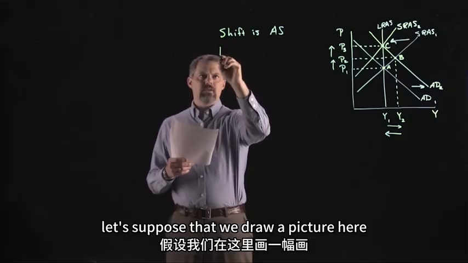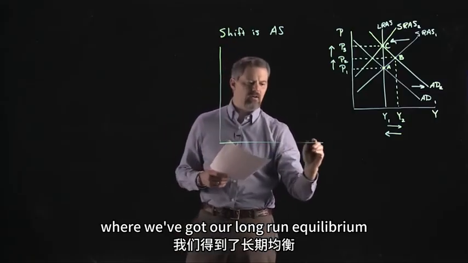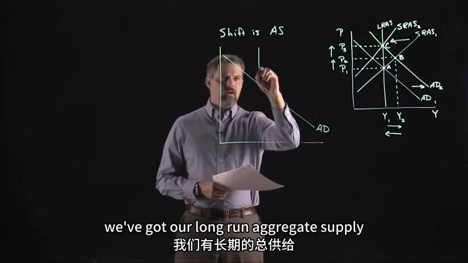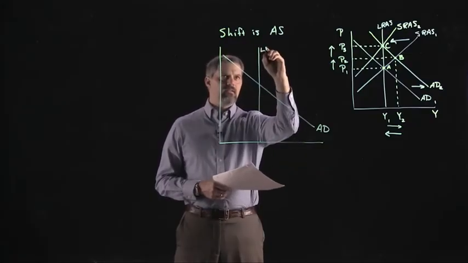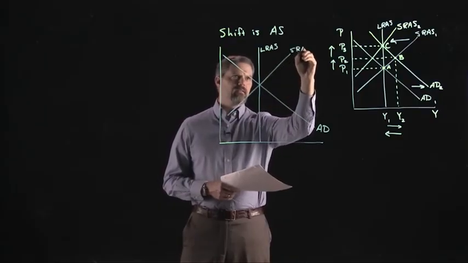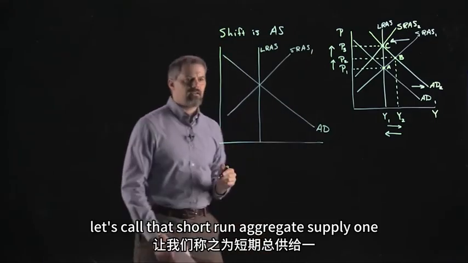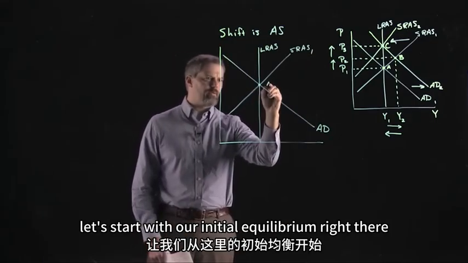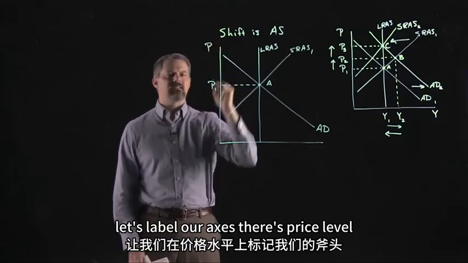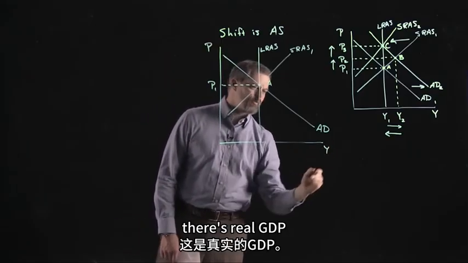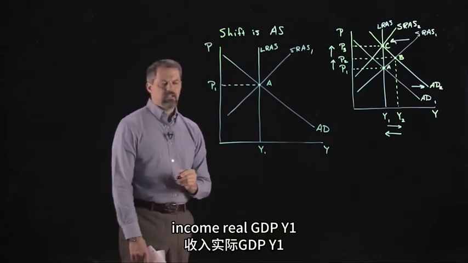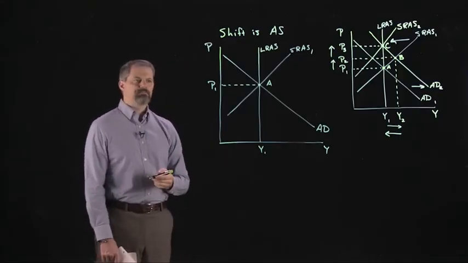Let's suppose that we draw a picture here where we've got our long-run equilibrium. So we've got aggregate demand, we've got our long-run aggregate supply, and we've got our short-run aggregate supply. Let's call that short-run aggregate supply 1. Let's start with our initial equilibrium right there at point A. Initial price level of P1. Let's label our axes. There's price level, there's real GDP. Here's our initial level of income, real GDP, Y1.